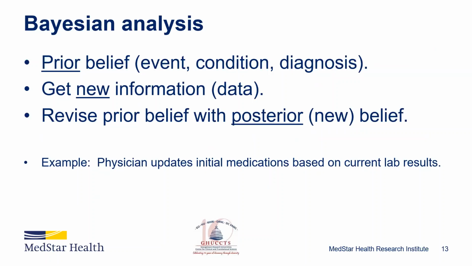And so I'll just give you an example here. Say we have a physician who is seeing a patient. She's prescribed a particular medication or medications based on their initial diagnosis. But then we get new data from the lab, and so the physician updates the medications based on the current lab results. So that's a prior belief about the medications, then they get new information, the lab data, and then they revise their prior prescriptions for medications based on the new data.